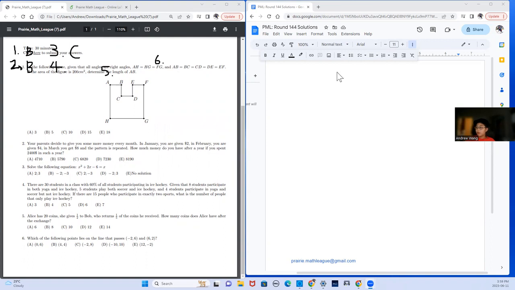There are 30 students in a class with 60% of all students participating in hockey. Given that 8 students participate in both yoga and ice hockey, 5 students play both soccer and ice hockey, and 4 students participate in yoga and soccer, but not ice hockey. If there are 15 people who participate in exactly 2 sports, what is the number of people that only play ice hockey?